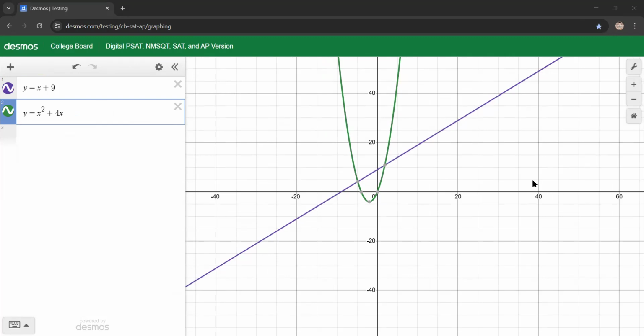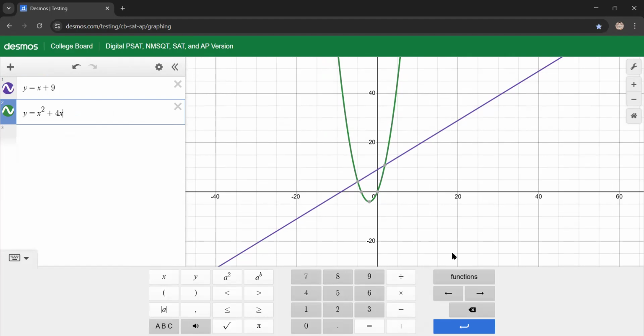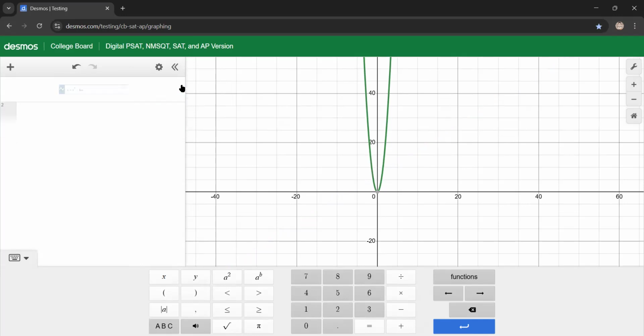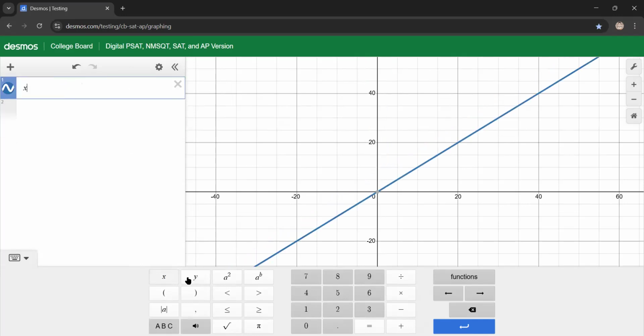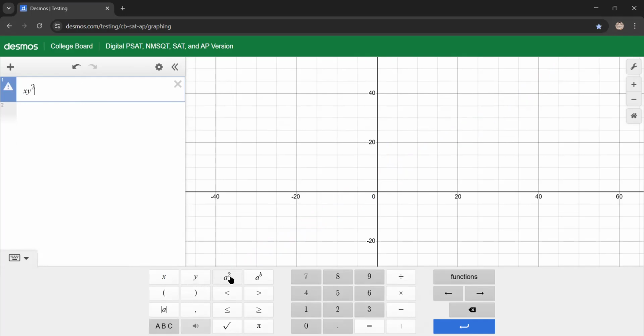Now, that was about the expression list. Now let's talk about this keyboard. This is X, this is Y, this is X squared if you directly click here, and this is X power anything. So if I'm writing A power B, it gives me a space here and I can write any power. Let's say 6. Okay, done.